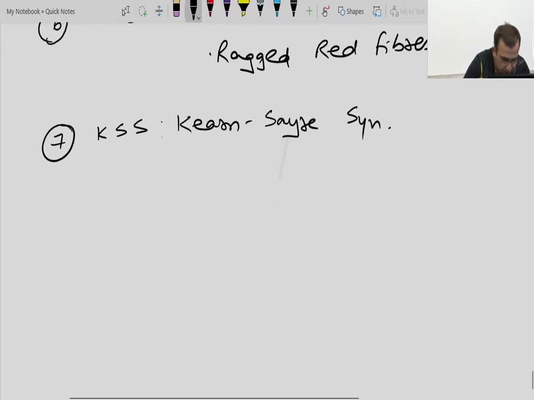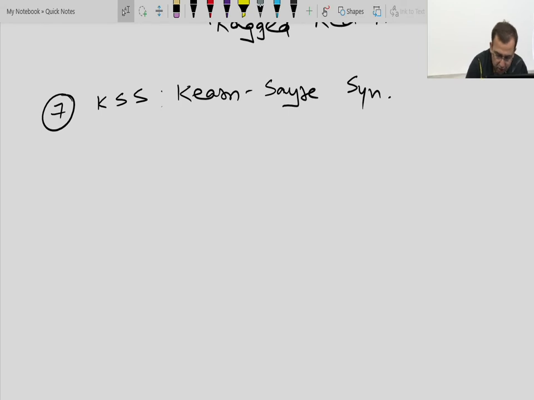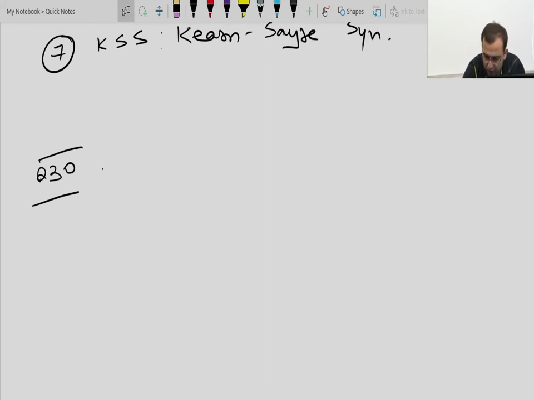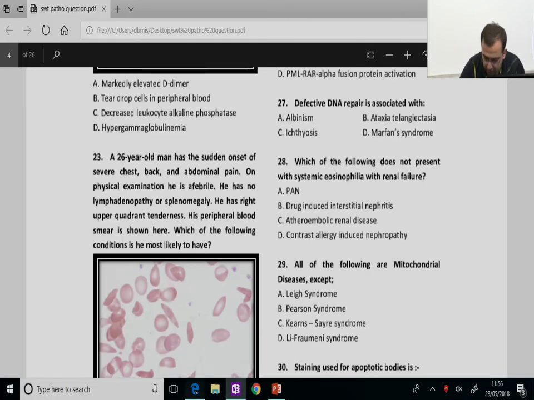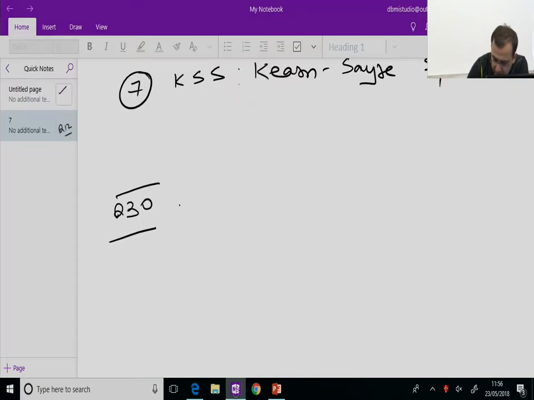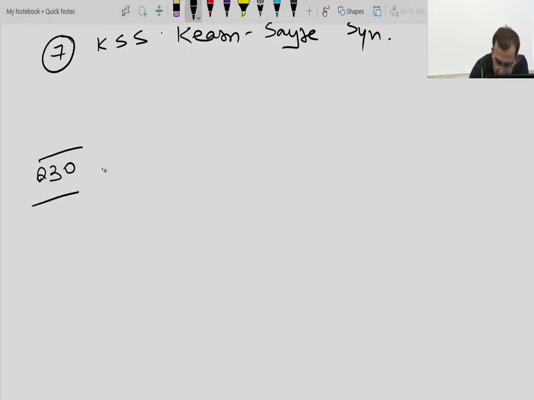Next, this gets us to question 30. Let us have a look at that. The stain used for apoptotic bodies is annexin 5. The answer is B, that is annexin 5. For apoptotic bodies, we use the stain annexin 5.